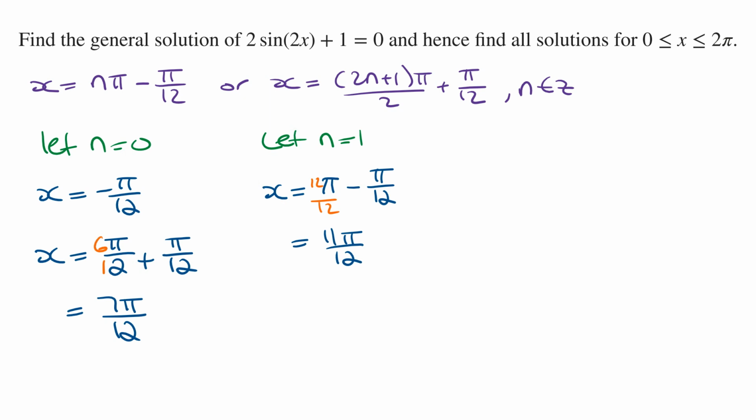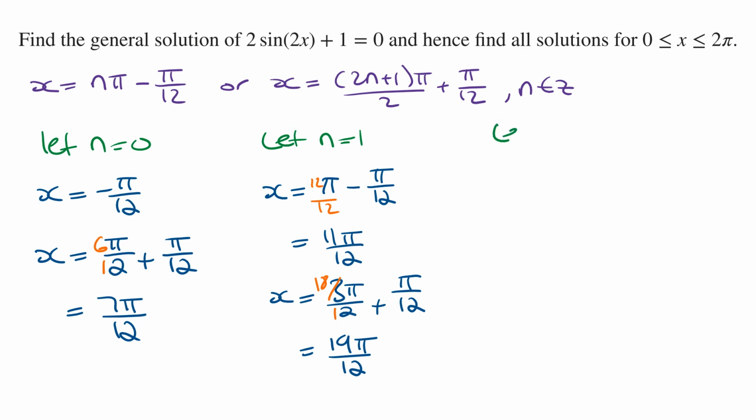Then we sub n is equal to 1 into the second rule, and so doing this we're going to get 2 times 1, which is 2, and then plus 1, which is 3, and so this is going to be 3 pi on 2 plus pi on 12. And so again, simplifying this, if we make this a 12, then we've multiplied by 6, and so if we multiply the top by 6, we're going to get 18. And so this is going to be 18 plus 1, which is 19 pi on 12. And so this is going to be our next solution.